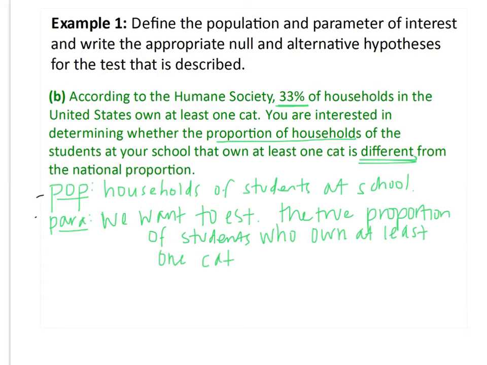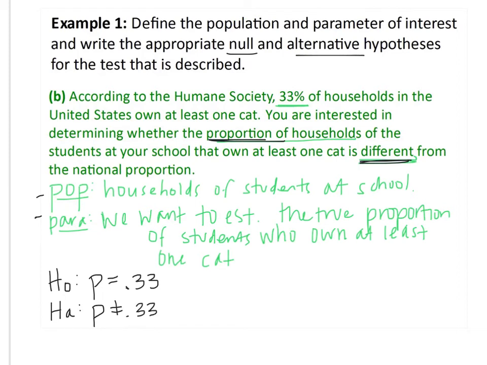We've done these before. The next part is my null and alternative. Well, if I think about the null hypothesis, it's always my equals hypothesis. But if I think about this problem, is this problem talking about means or proportions? It's talking about proportions, so the null is that the proportion equals the national average of 0.33. The alternative is that the proportion is different from, or not equal to, 0.33. So this is an example of a two-sided test.